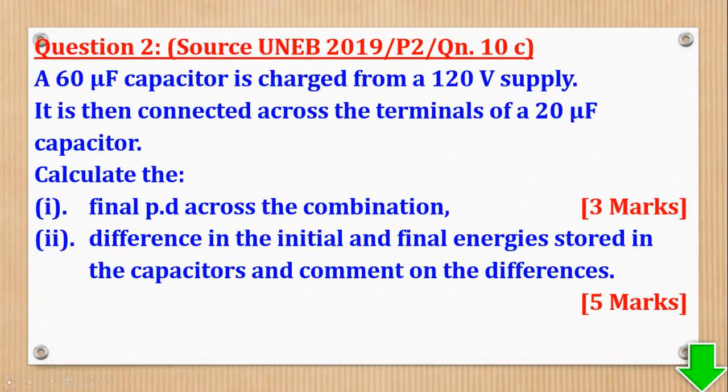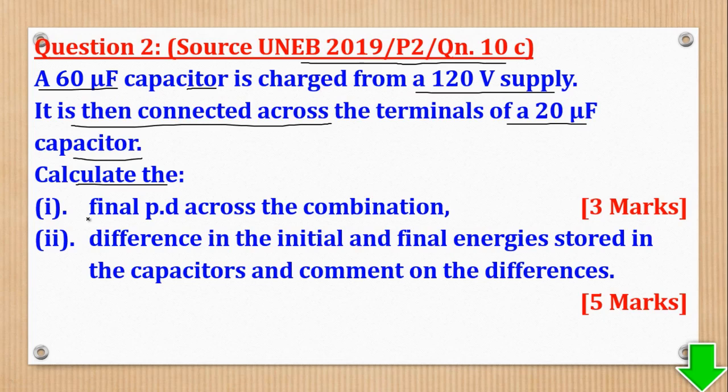Then question 2 came from UNEB 2019, paper 2, question 10C, and says a 60 microfarad capacitor is charged from a 120 volt supply. It is then connected across the terminals of a 20 microfarad capacitor. Calculate Roman 1, the final PD across the combination, and Roman 2, the difference in the initial and final energy stored in the capacitors, and comment on the differences.